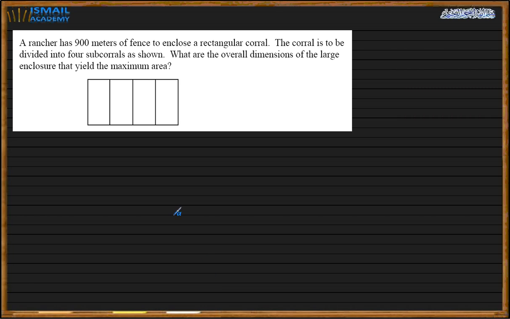I choose to do it this way. So this is the width and this is the length of the coral. So how many widths do I have? I have 4 and 4, that means 8. So I have 8x plus 5y equal the perimeter. So it's going to be 900.